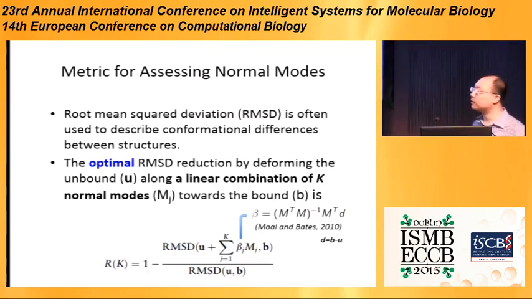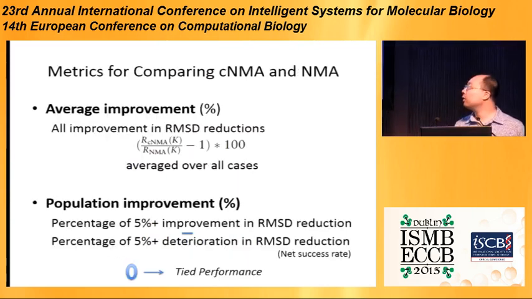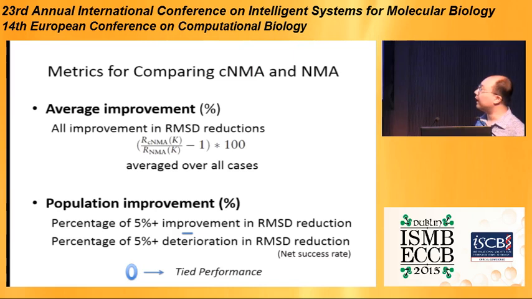So this optimal solution actually has an analytical expression like this. If you have this, you can explicitly calculate the optimal RMSD reduction. So this is the measure for either method for each case. Now, how do we compare the two methods over all cases? We introduced two metrics: one is average improvement and one is population improvement.